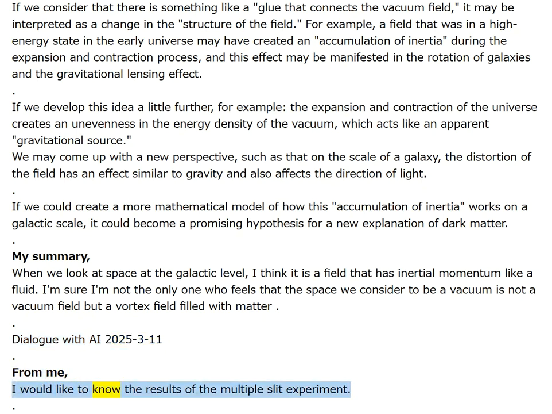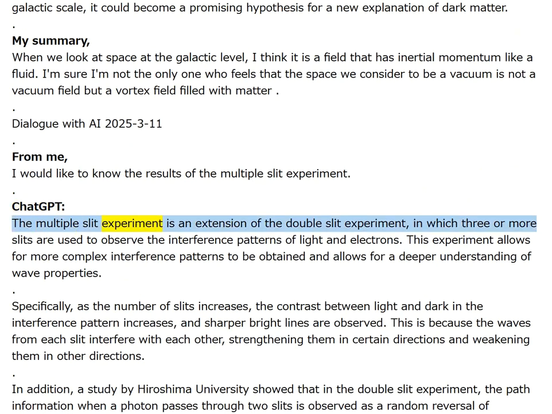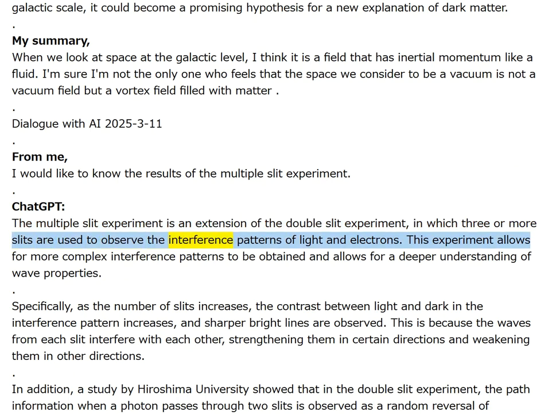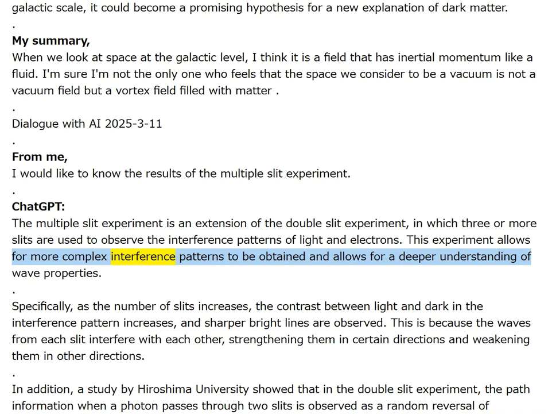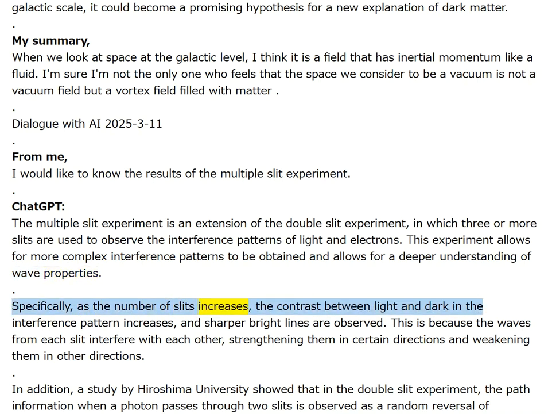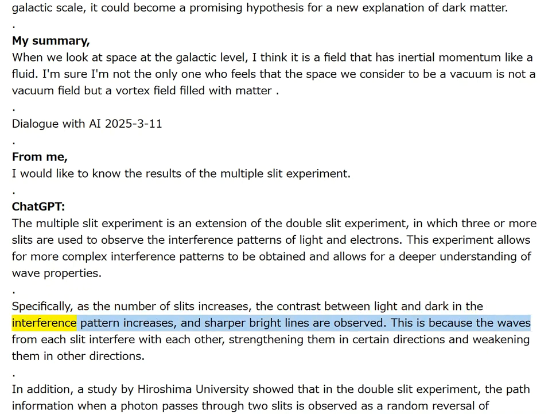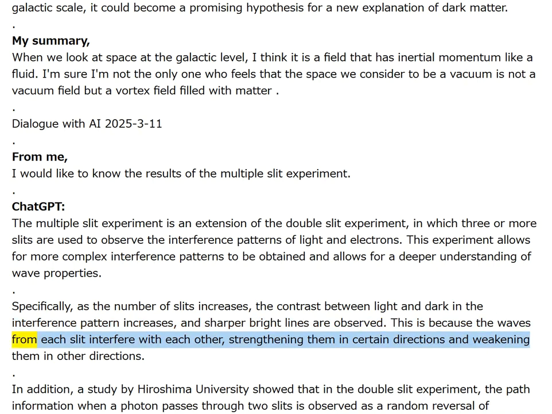From me: I would like to know the results of the multiple slit experiment. ChatGPT: The multiple slit experiment is an extension of the double slit experiment, in which three or more slits are used to observe the interference patterns of light and electrons. This experiment allows for more complex interference patterns to be obtained and allows for a deeper understanding of wave properties. Specifically, as the number of slits increases, the contrast between light and dark in the interference pattern increases, and sharper bright lines are observed. This is because the waves from each slit interfere with each other, strengthening them in certain directions and weakening them in other directions.